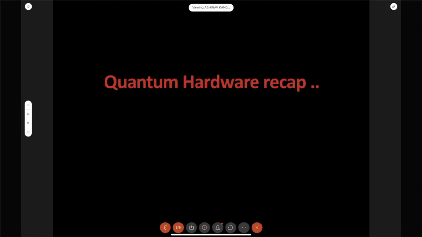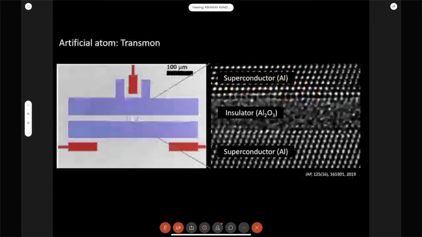Quick recap of the hardware. You've all been introduced to the transmon, which is essentially an artificial atom that has been engineered by circuit design. The transmon is basically composed of a very special junction, shown in the circle and blown up on the right. This is called the Josephson junction, and it's shunted by these large capacitor pads, what you see in purple. This can be modeled essentially as an LC resonator.